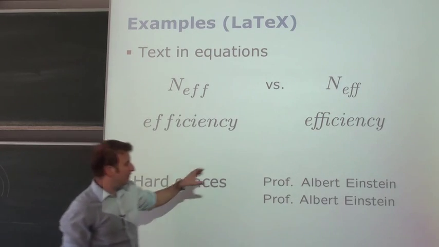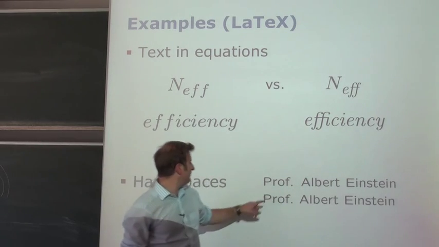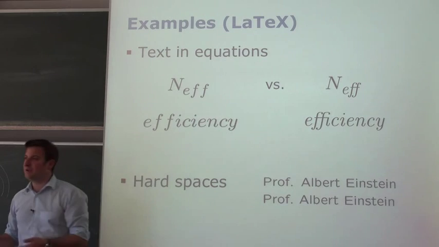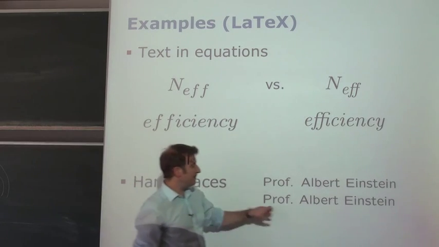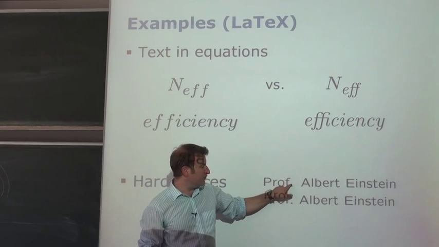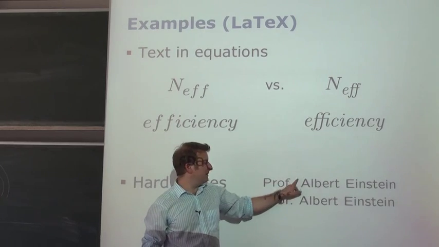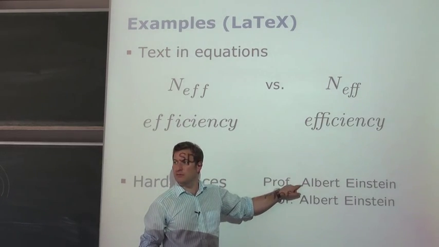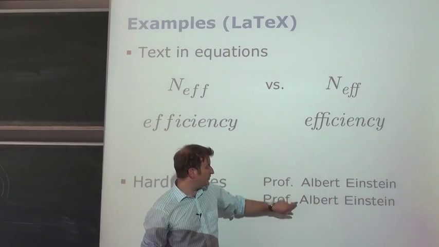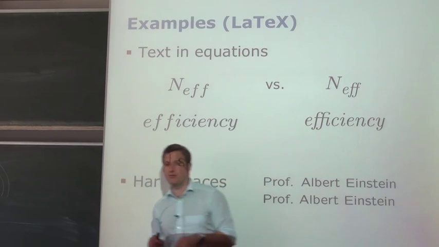Or, for example, it's very hard to see on the slides, but there's a difference between hard spaces and regular spaces. If something is a name like Professor Albert Einstein, you have this dot in here, and all text processors typically tend to break here. So you put a non-breaking space in here, which doesn't break, and typically it is a little bit smaller than regular spaces.